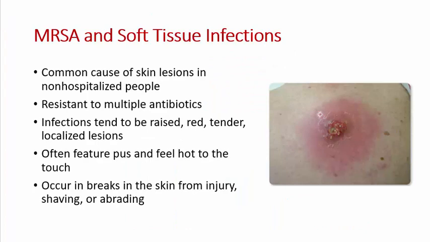So the MRSA is, again, you can see an example of MRSA here. Like I said, it's a carbuncle, it's a furuncle, but it's a pus-filled lesion, and it's resistant to multiple antibiotics. We used to say it was methicillin resistant. Well, now it's really multi-drug resistant Staph aureus. And again, the abscess is tender, red, raised and pus-filled. And so it often features pus and feels hot to the touch. That's the kind of lesion that we typically see with MRSA and with the staph infections. And again, they come from breaks in the skin.